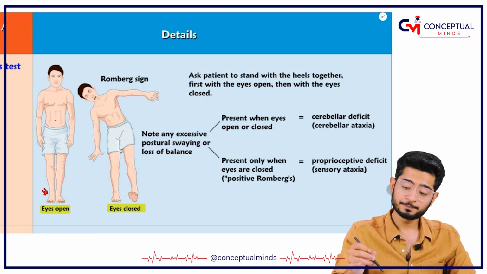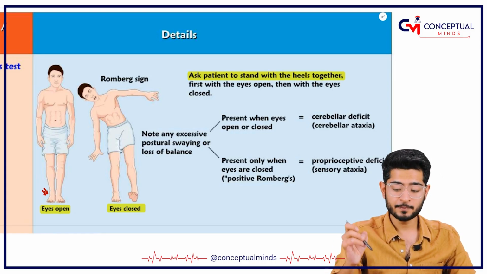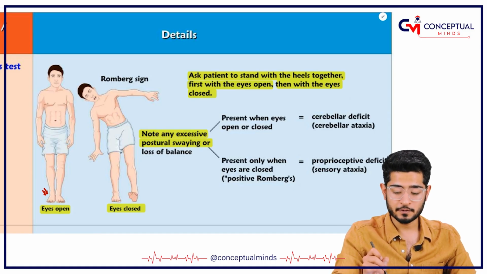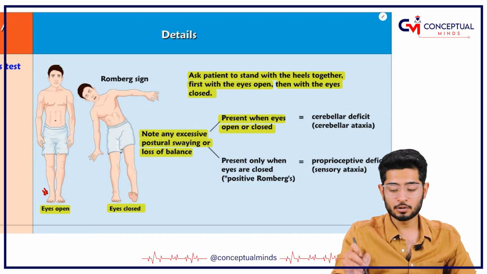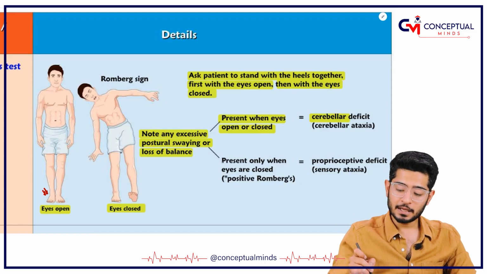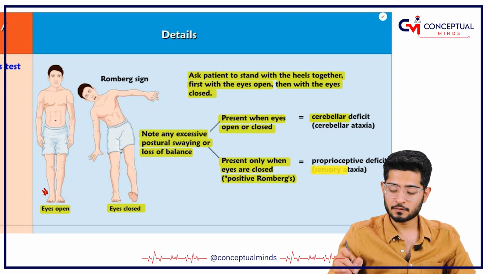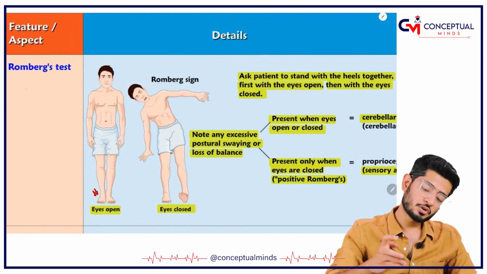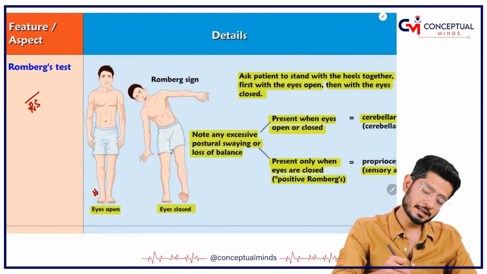Ask the patient to stand with the heels together, first with the eyes open and then with the eyes closed. Then you have to note down any excessive postural swaying or loss of balance. If it is present in any state, whether eyes are open or closed, it is going to be cerebellar ataxia. But if it is present only when the eyes are closed, this is called positive Romberg's, and this is going to be sensory ataxia. So in alphabets, P, Q, R, S, R and S come very close.